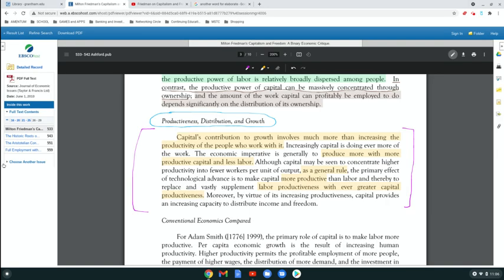That detail, instead of saying productiveness, distribution, and growth, I'm gonna say that detail distribution and growth within the economy. All right. And then the economic imperative is generally to produce more with more productive capital and less labor.